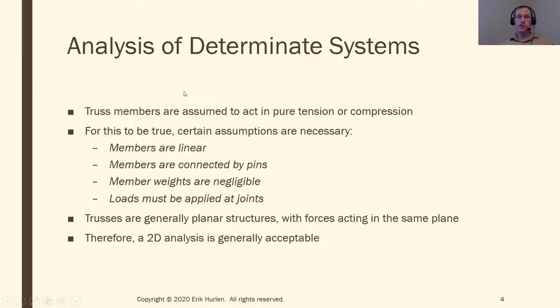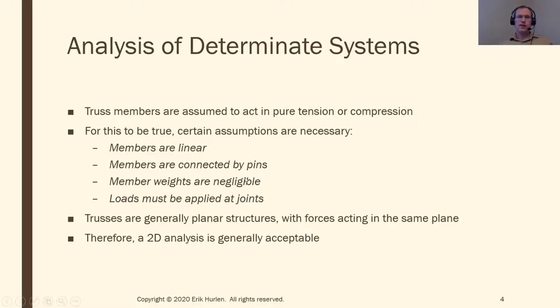For this one big assumption to be true, we need a lot of smaller assumptions to be true. The first thing is that the members are linear, so each member itself is a straight line. If the member was a curved line, there'd be no way to have a force that's also curved. Forces are straight lines, so the members have to be straight lines too. The members are connected by pins. Again, that's the assumption we're generally making.